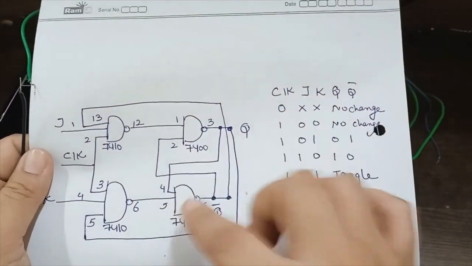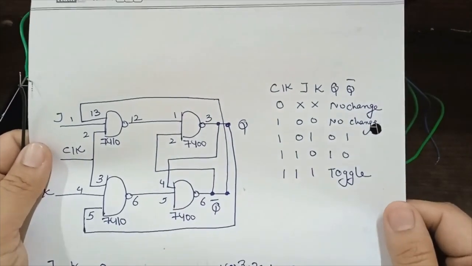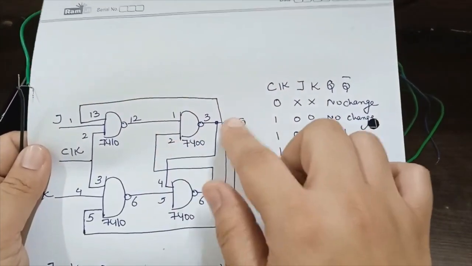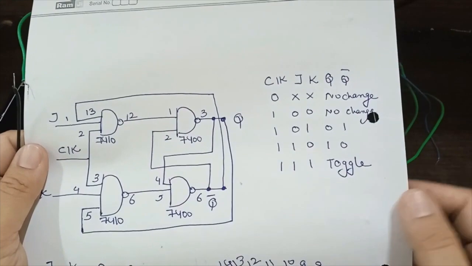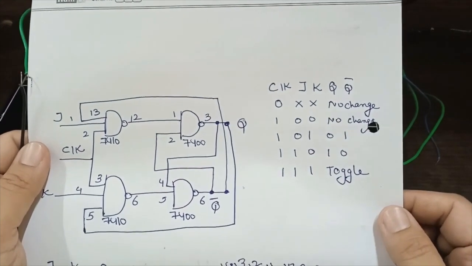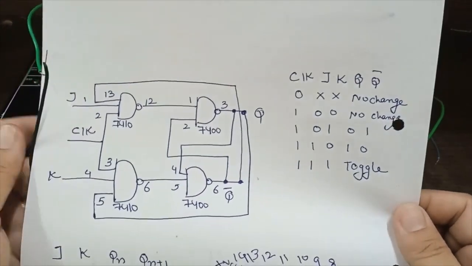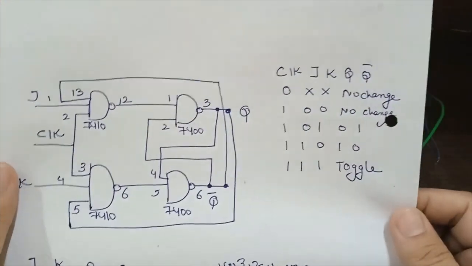Similarly, these are the two-input NAND gates. We have 7400. 1, 2 input, 3 output, 4, 5 input, 6 output. Now let us start making the connections with the help of these numbers which I have already mentioned on the circuit diagram.